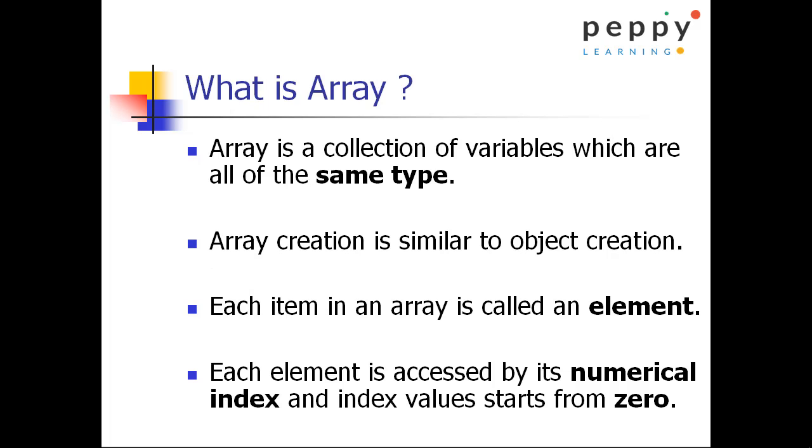What is array? Array is a collection of variables which are all of the same type. Let's say integer array, which holds all the integers. String array, which holds all the strings.